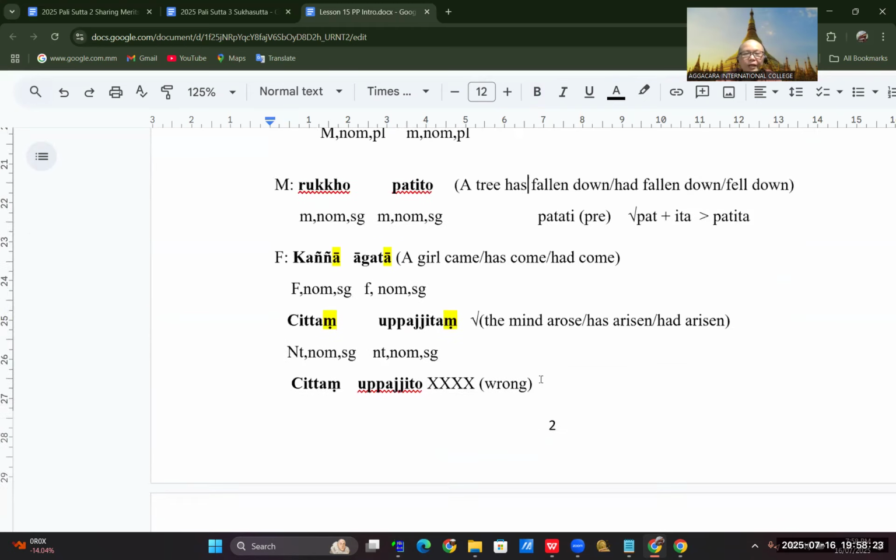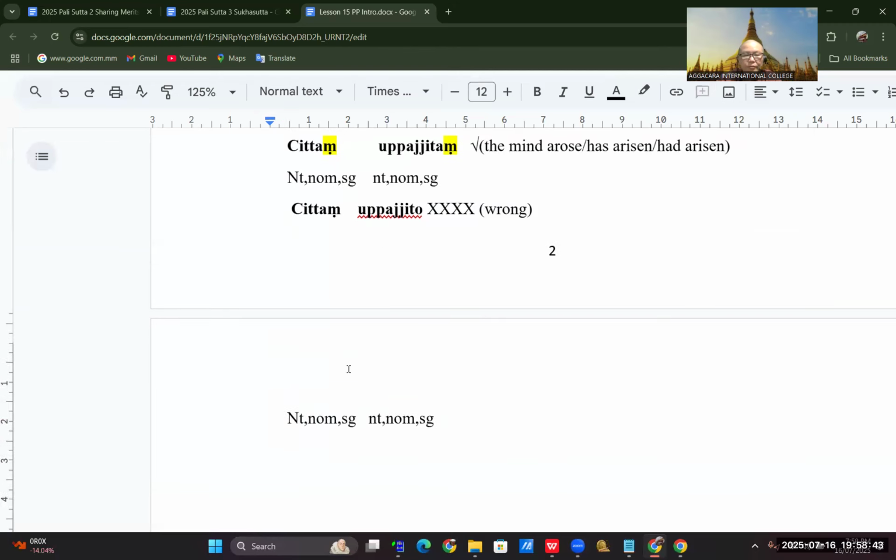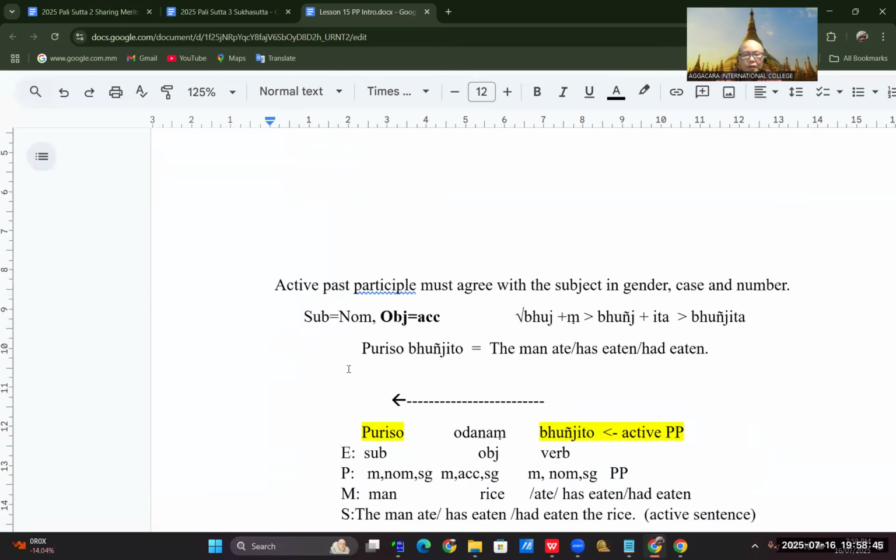So when you analyze, you have to write whether it's masculine or feminine or neuter. It's what case, nominative, what kind of number, singular. So I have to write like this. All right. So when you go for lesson 14 and 15 onwards, you have to write in all your exercises like this already.